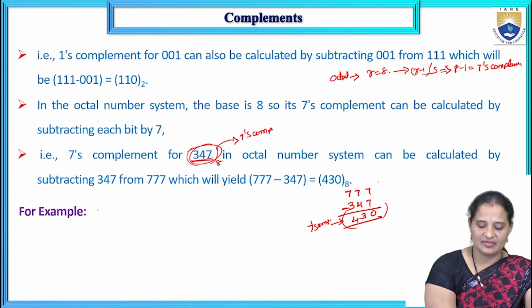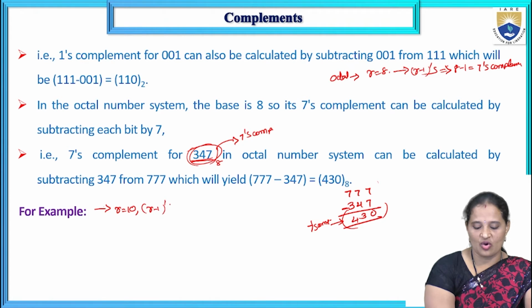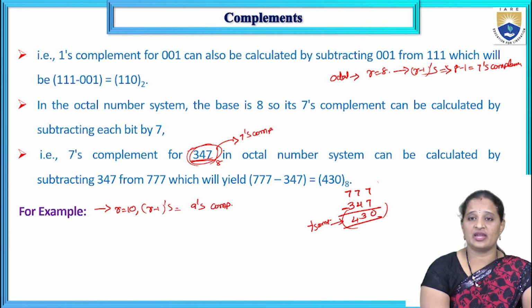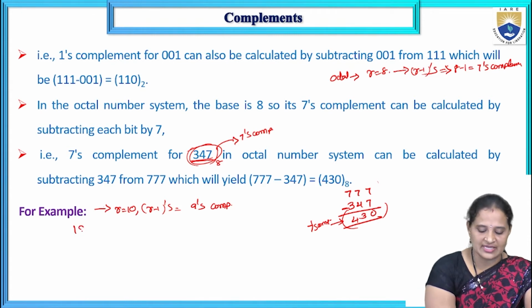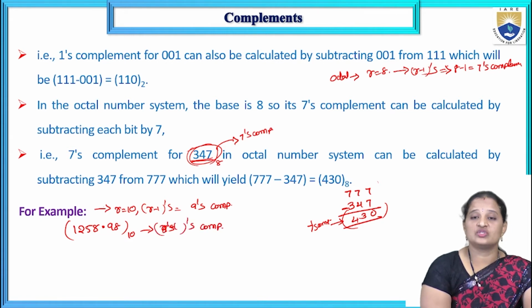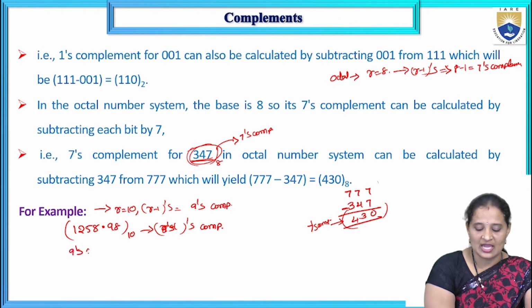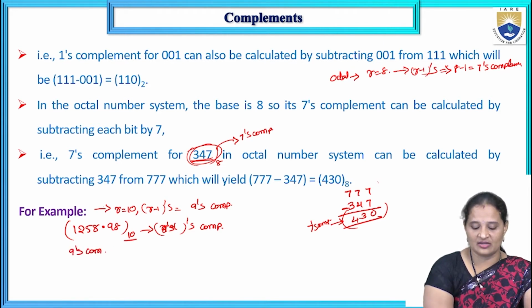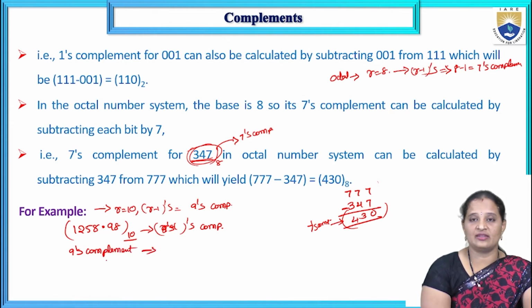Now, what about the decimal number system? For the decimal number system, r is 10. What is the r minus 1's complement? The r minus 1's complement will be the 9's complement. Now, how to find the 9's complement of a decimal number? For example, 1258.98. This is my decimal number. Now, I want to find the r minus 1's complement. That is the 9's complement, because the base is 10 here. So how can I get the 9's complement?